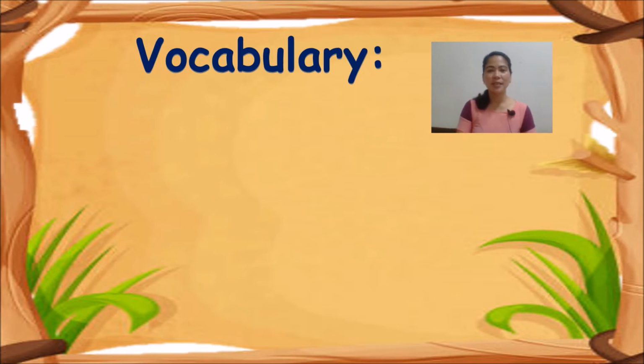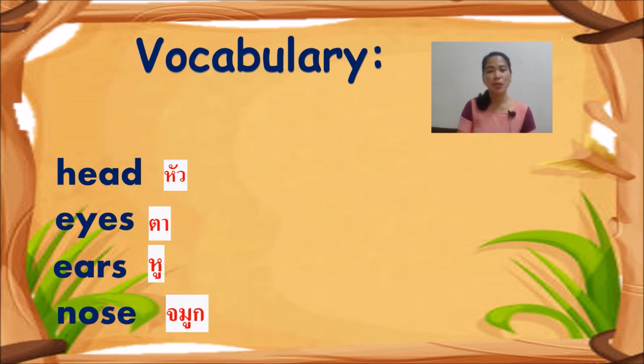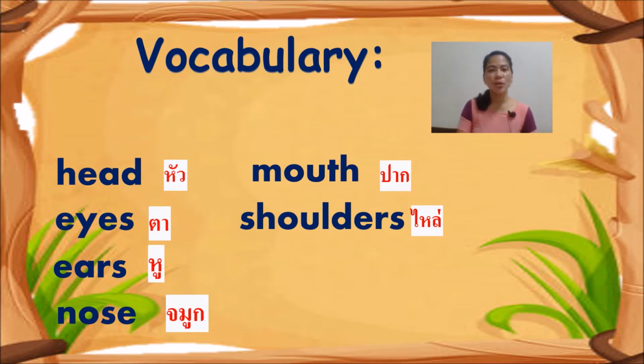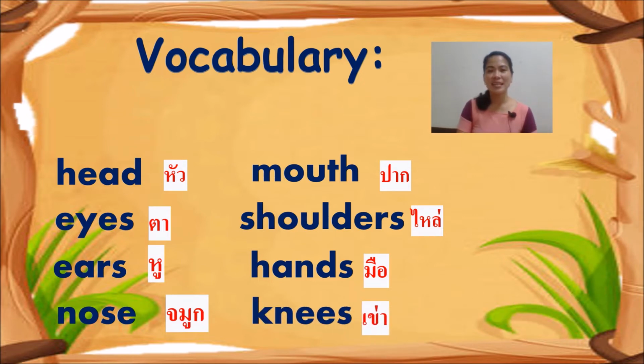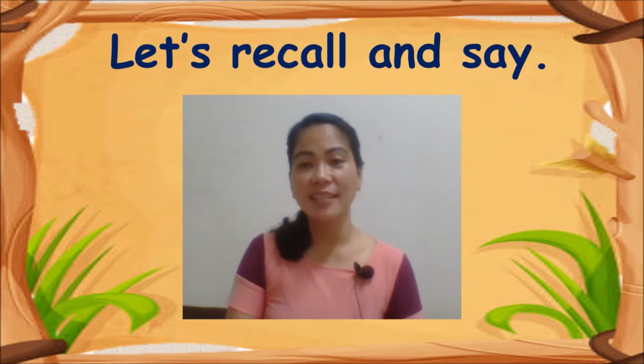Our vocabulary, so we have still the head, eyes, ears, nose, mouth, shoulders, hands, knees, legs, feet. And then we will try to recall and say.